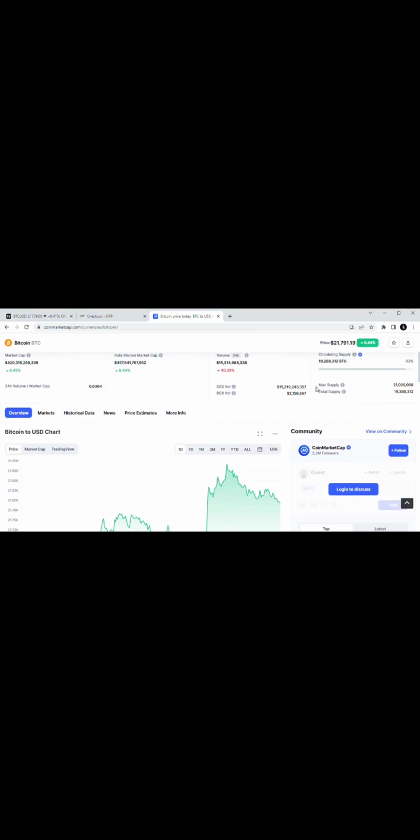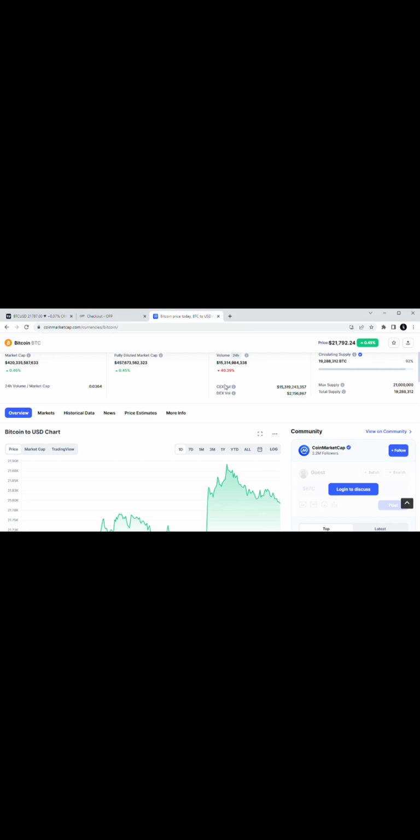Then the volume that has been transacted in the past 24 hours, which is down by 40%, over 15 billion. Then you can see the amount of BTC in circulation, about 19 million BTC is in circulation, and it makes up over 92% of the total amount of Bitcoin that was minted. Then you can see the maximum supply of Bitcoin. That's the total amount of Bitcoin that can ever be created, out of which 19.28 million have already been supplied into circulation.